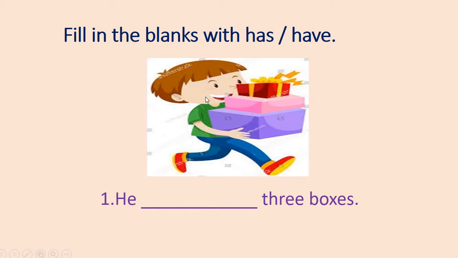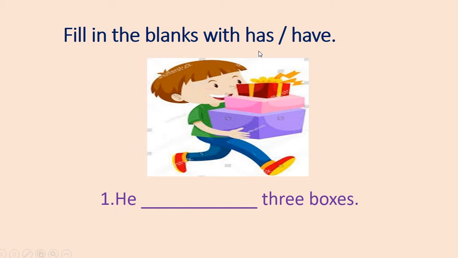See here, there is a boy. How many boxes is he having? Can you see the boxes? There is a big box, then another box, then a small one at the top. So there are 3 boxes: 1, 2 and 3. That boy is having those boxes. Okay, so sentence number 1.